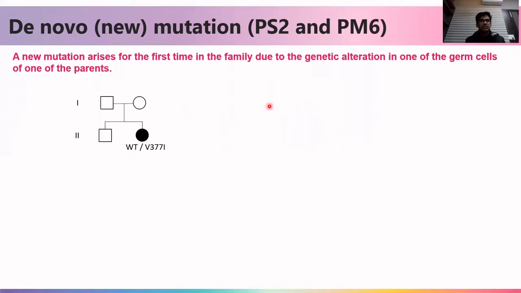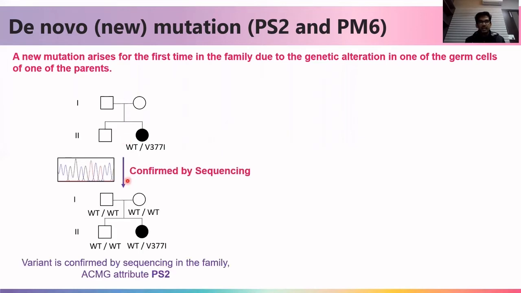Okay. So suppose we have identified one of the mutations in a heterozygous state in a patient, and it's an autosomal dominant disorder. And it has been confirmed in the family that the mother and father are all wild type. This makes us sure that this particular variant has not been inherited from either of the parents, and it's a new mutation which has come into the offspring. So if the variant is confirmed by Sanger sequencing or any type of sequencing, then you will provide the ACMG attribute as PS2. That is a very strong evidence.